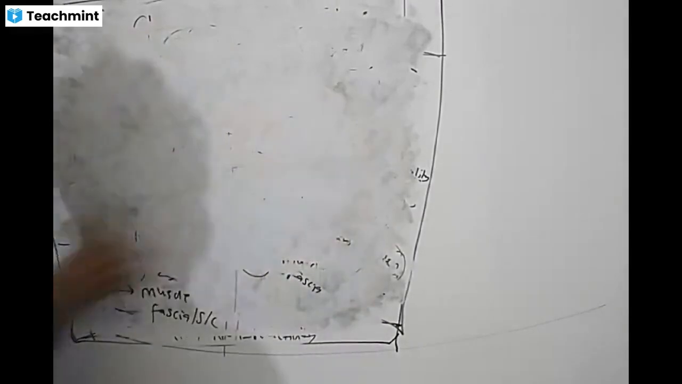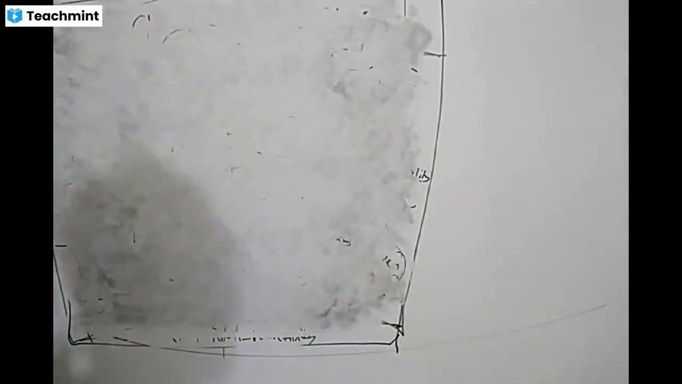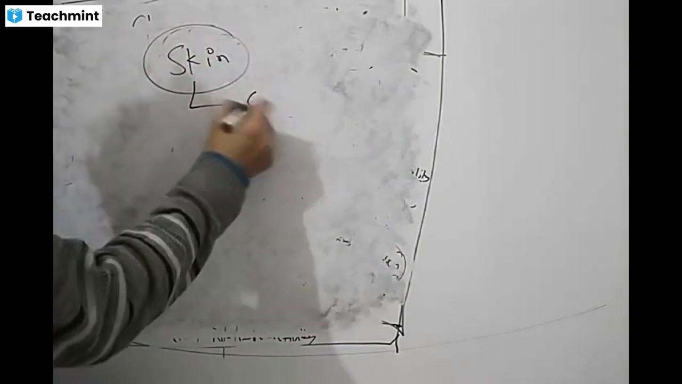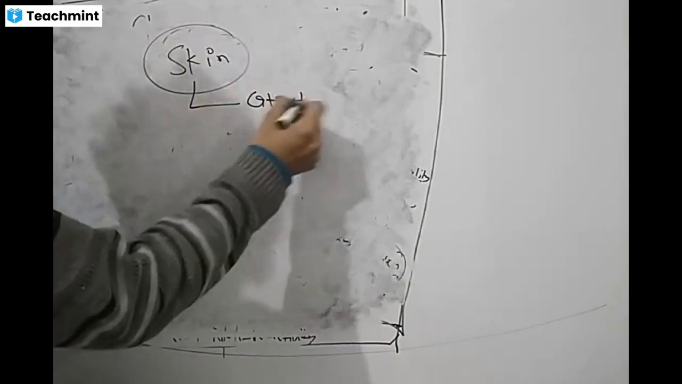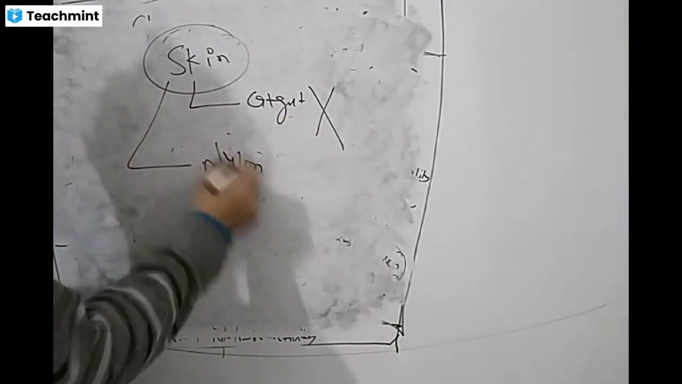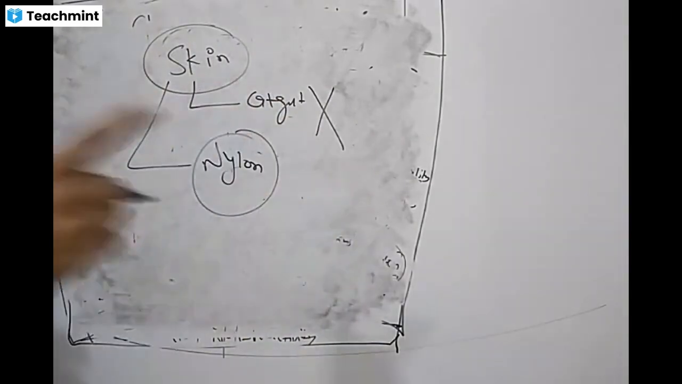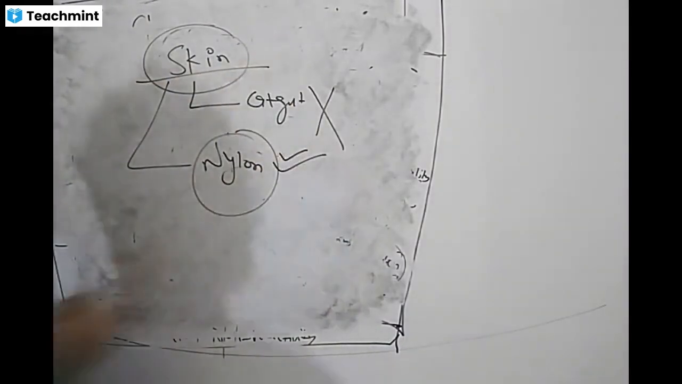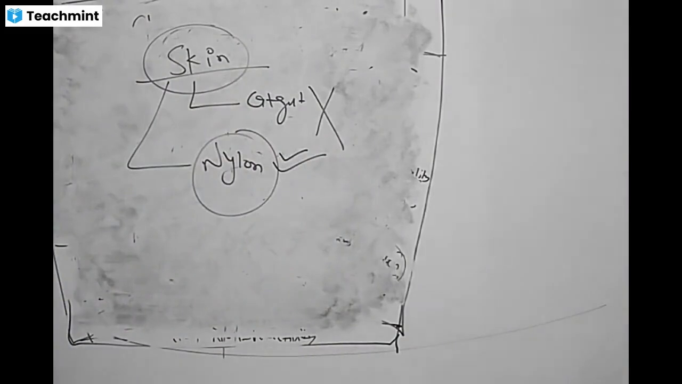In either case, why have they not written skin? Because in case of skin, we never use catgut. For skin, what do we use? Nylon. That is the non-absorbable material. So for skin, we use nylon, not catgut.